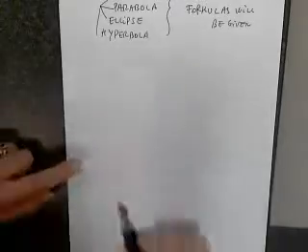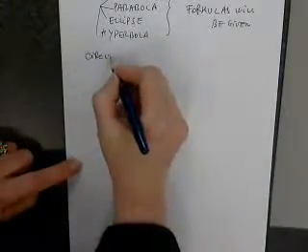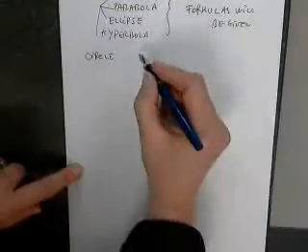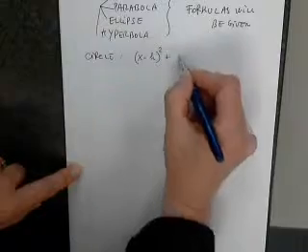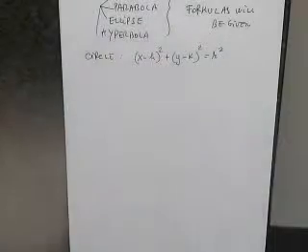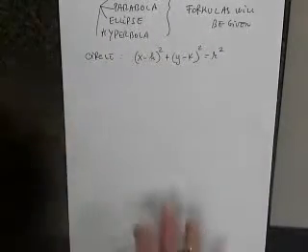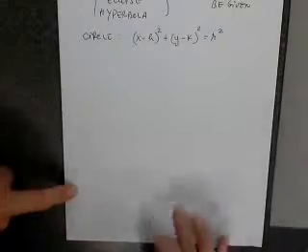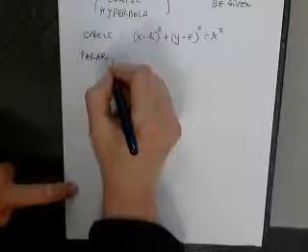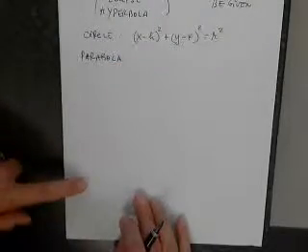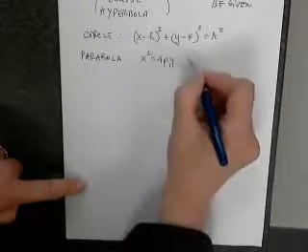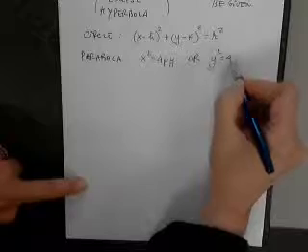Okay, so let's start with the circle. Let's just refresh our memory on those formulas. (x - h)^2 + (y - k)^2 = r^2. This is what you're going to have on a piece of paper. I'll add it in. Then parabola: x^2 = 4py, or y^2 = 4py.